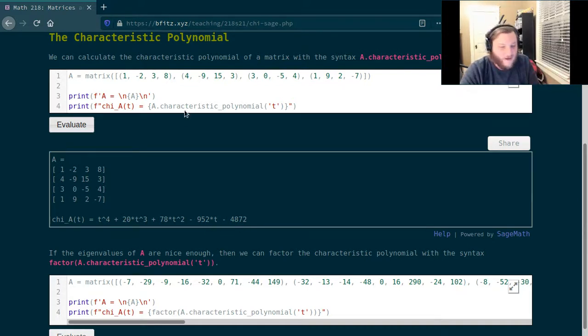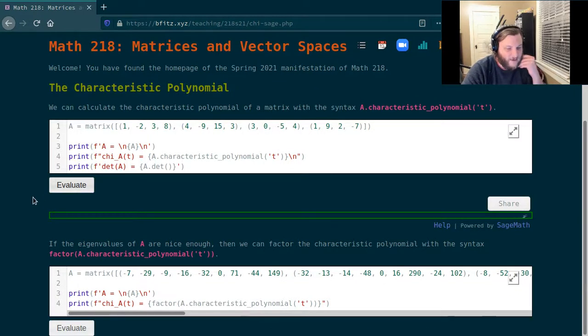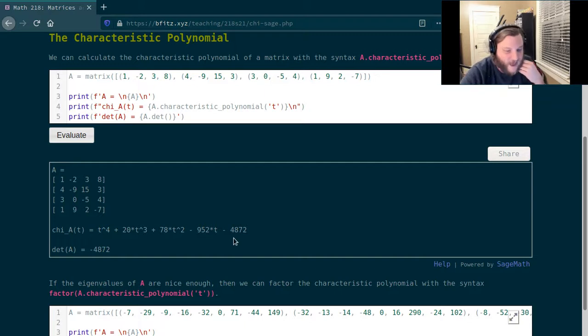If we wanted to, we could add that to the list here. I'm just going to write that just for fun. So the determinant of A equals A.det(). Okay, so if I click evaluate, good, so that we can see that for ourselves. I just added this line that will calculate the determinant for us, negative 4,872. That's exactly what we expected because the size of this matrix is even and its constant coefficient is negative 4,872.